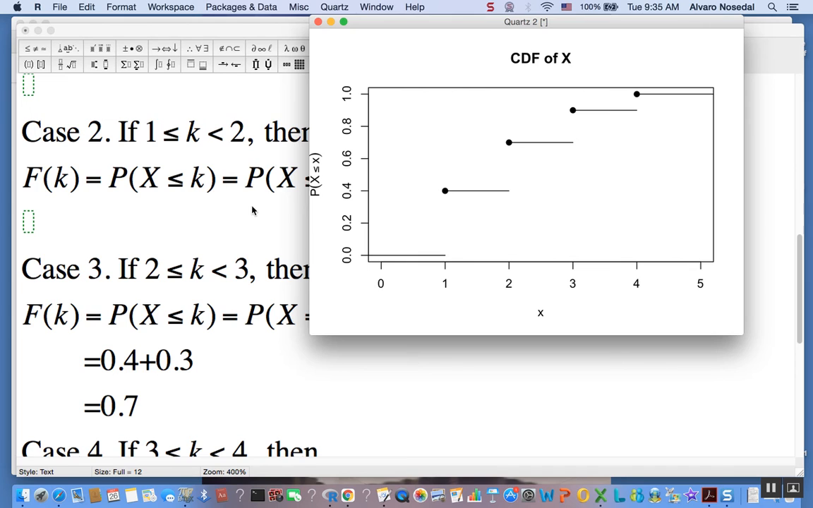Okay. Now, what I'm going to do is refer to our lecture notes. I'm going to show you a couple of definitions and properties of this CDF. Okay, so just give me a sec. I'll be right back.